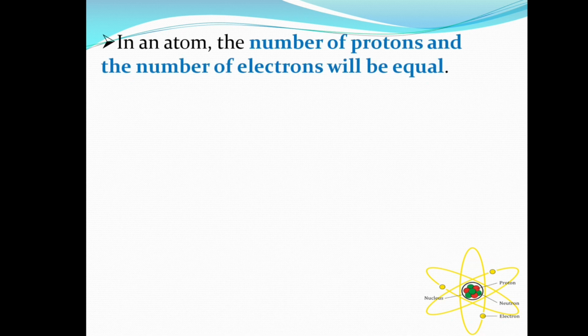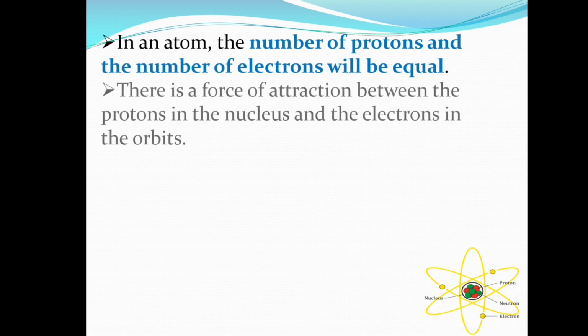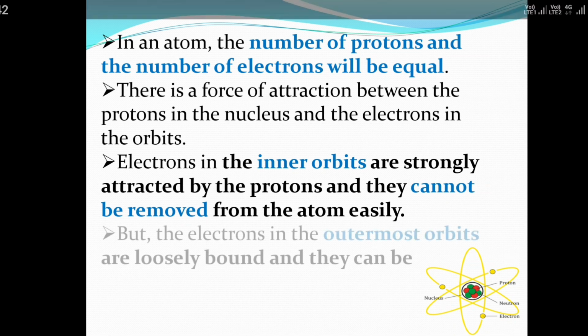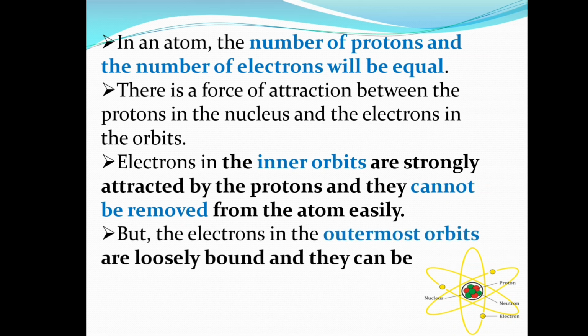In an atom, the number of protons and the number of electrons will be equal. There is a force of attraction between the protons in the nucleus and the electrons in the orbits. Electrons in the inner orbits are strongly attracted by the protons and they cannot be removed from the atom easily. But the electrons in the outermost orbits are loosely bound and they can be easily removed from the atom.